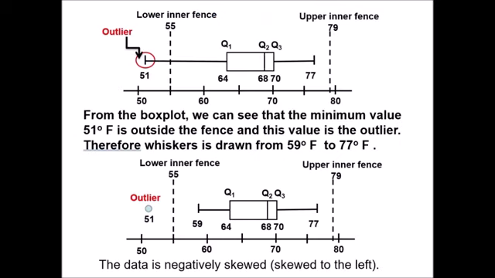Now we can construct our box and whisker plot. We can see that the minimum value 51 is outside the fence, so this value 51 will become an outlier. And then we have a new minimum value, which is 59. We have to make sure all the data is inside the fence. The data that is outside the fence will become outliers. Don't forget to label these outliers, and then label the lower inner fence, minimum value, Q1, Q2, Q3, and maximum value. The last is the upper inner fence.